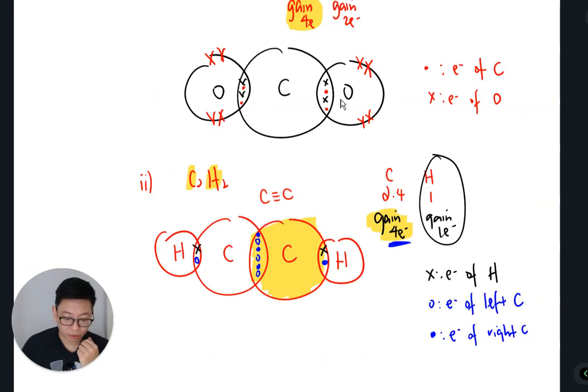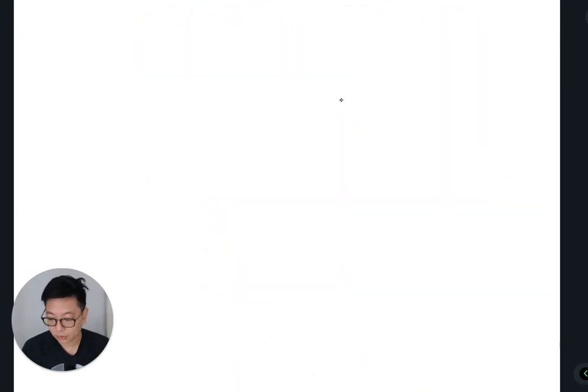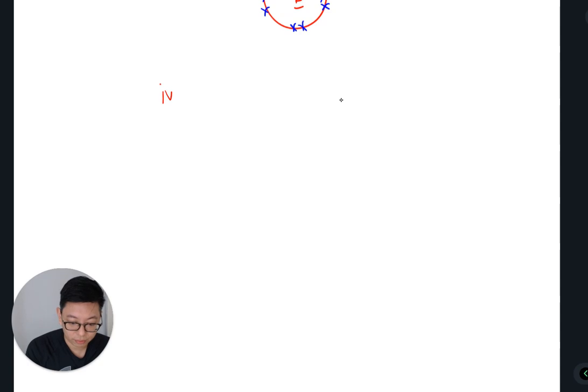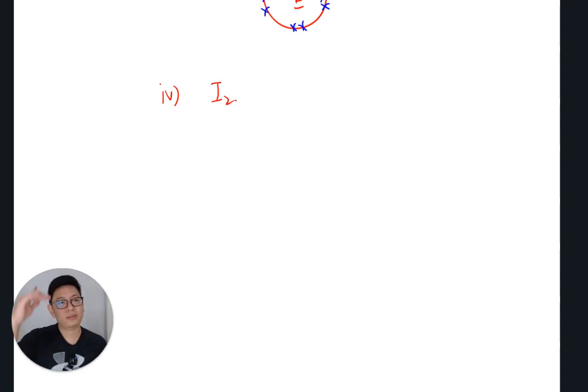Now, part 4, I'm going to draw iodine. Iodine is I2. Why am I doing this? Because iodine, if you look at the periodic table, is in period 5, so it's not something you can do as 2.8.8 or 2.8.18. What you need to understand is that iodine is in group 7.